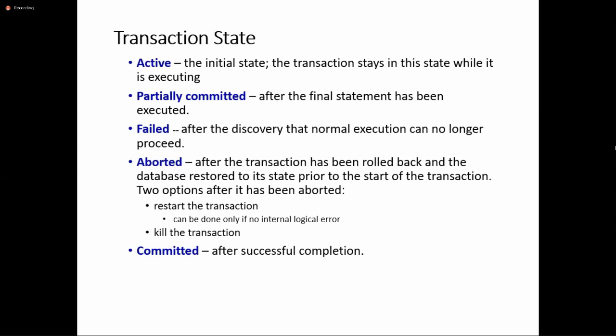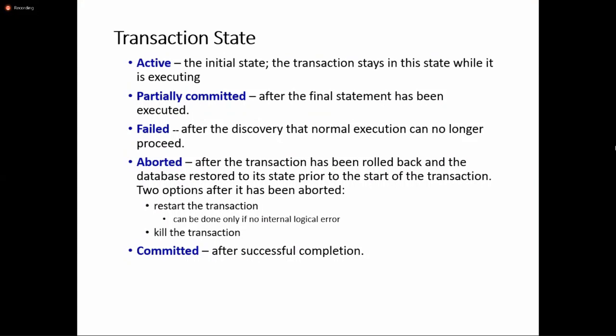Okay, this is the transaction state: active. The initial state, the transaction stays in this state while it is executing. Active means currently active members. You are an active student in our university. Okay, if you pass out, you are a past student. That's how we want to make a state. You are currently following our degree program. That's an active student. Now you are studying. That is executing. That's the transaction executing.